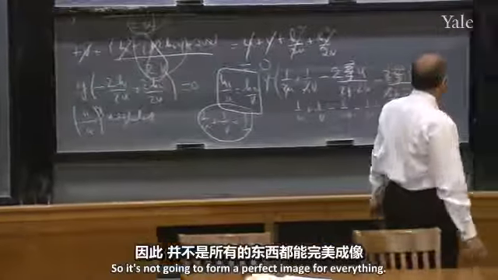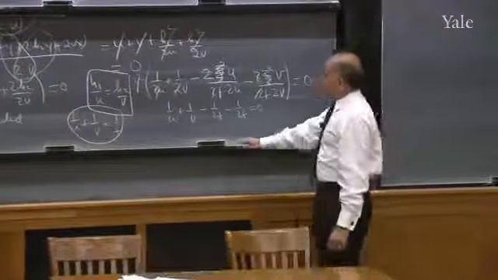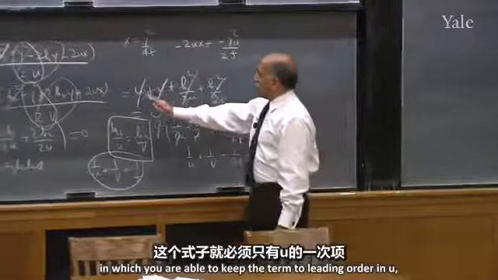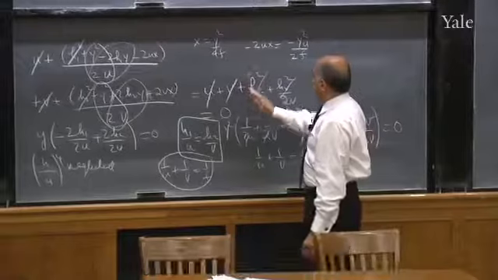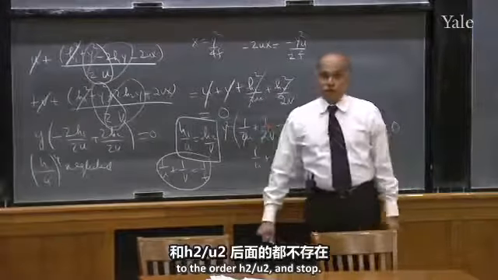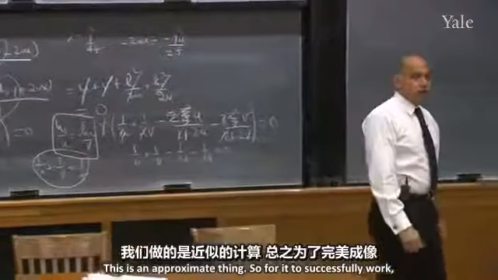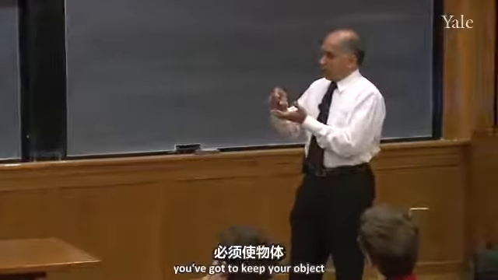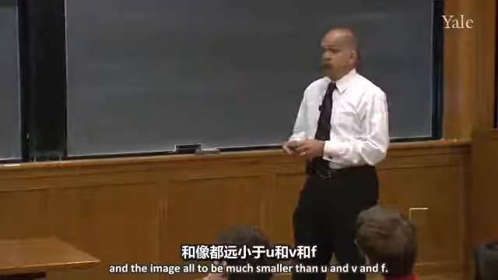So it's not going to form a perfect image for everything. It'll form a perfect image in a world in which we are able to keep the term to leading order in u, to the order h squared over u squared, and stop. This is an approximate thing. So for it to successfully work, you've got to keep your object and the image all much smaller than u and v and f.